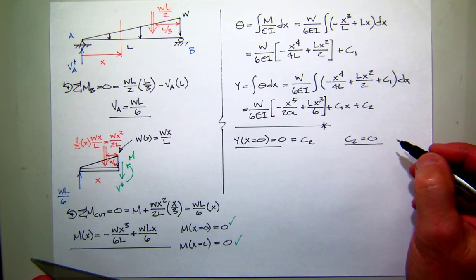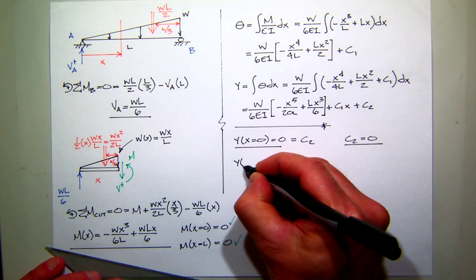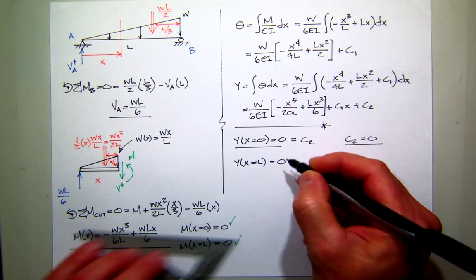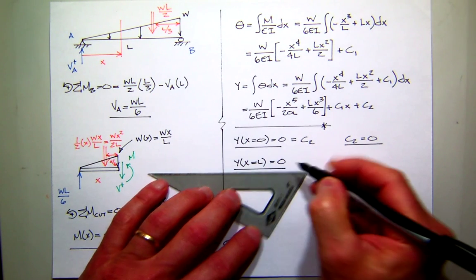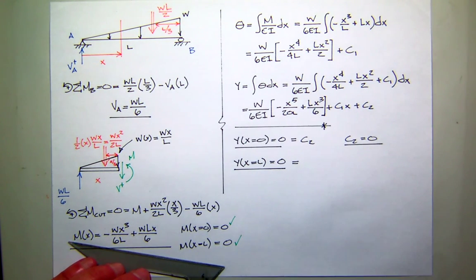That was easy. The next one won't be so easy. What is the displacement at x equal L? Well, it's also 0. So now, when I put x equal L here, things are going to get a little more challenging.